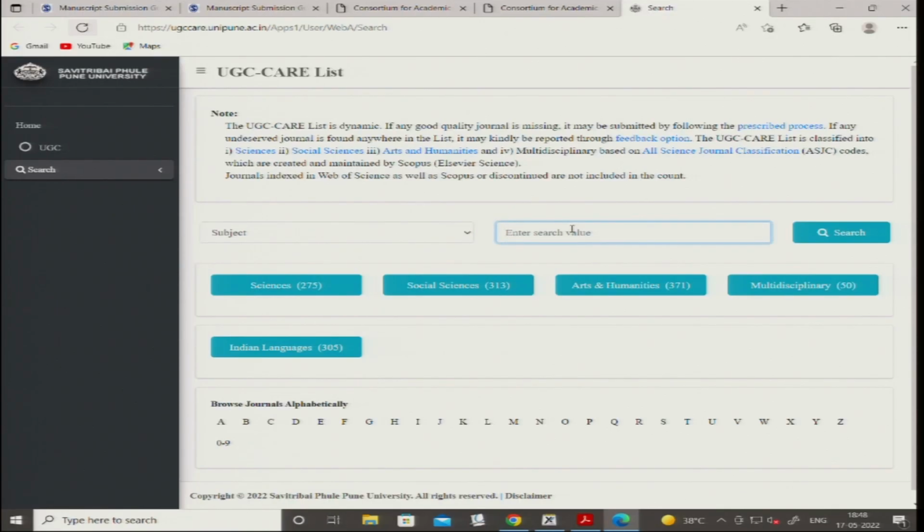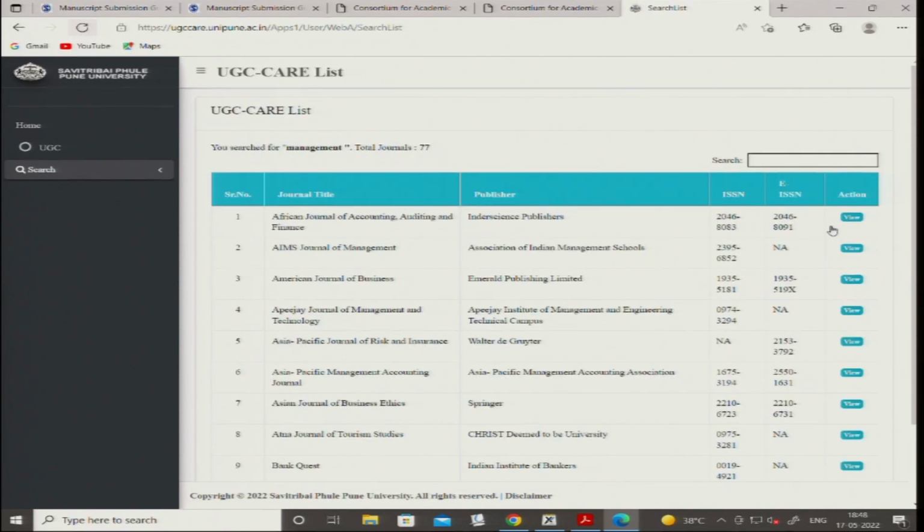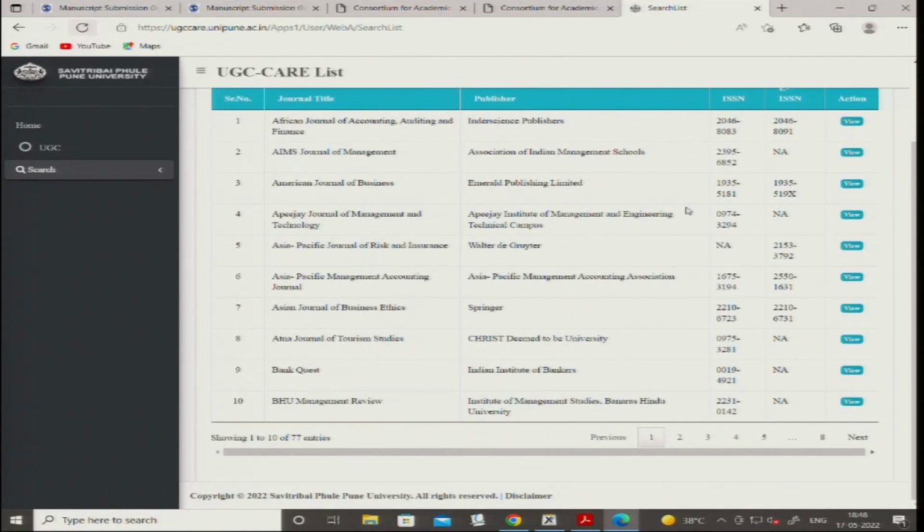Let's say I am a scholar from management, and I have to publish in management. So let's try to find out. When you search for the management value, you see the list of journals available here, like African Journal of Accounting, Auditing and Finance, Ames Journal of Management, American Journal of Business. When you scroll down, you see 77 journals are available here, till the end.